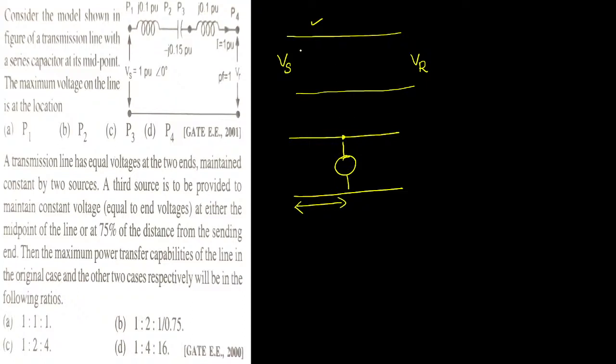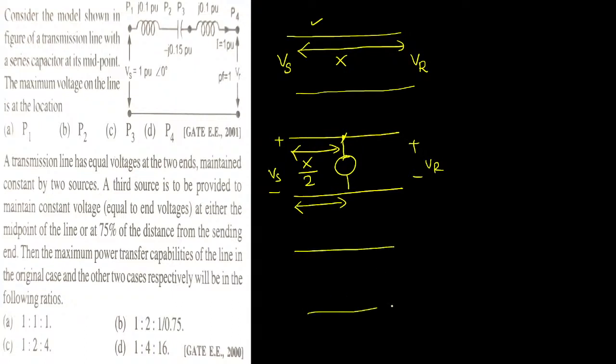Then what will the reactance be? Let us say the net reactance of the transmission line is x. In this case we are connecting the source at the midpoint, x by 2 distance. Reactance will become half of the transmission line reactance, because you are connecting at the midpoint, so half. x by 2. There are two cases given: in order to maintain the sending end voltage equal to the receiving end voltage, we are connecting one more source at the midpoint. Otherwise, at 75% of the distance, the reactance will also be reduced accordingly. 75% means 3 by 4 times x.